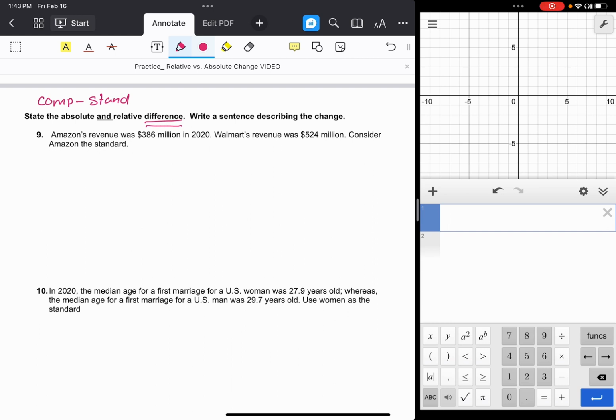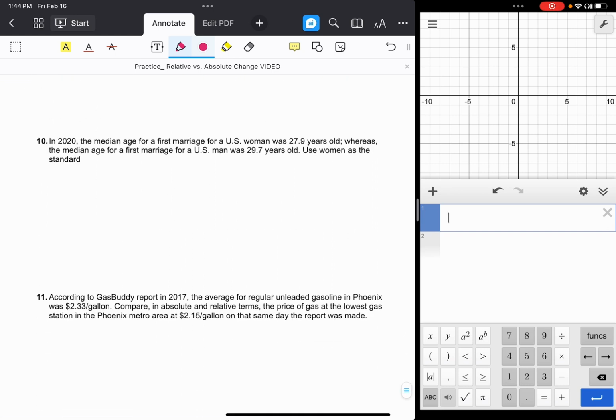The relative difference then, just like with our relative change, is that absolute difference, and then we're going to divide that by our standard and then turn that into a percent. I'm going to do out all the work for number 9, and I'm going to talk about the answer for number 10, and then I'm going to talk a little bit about 11 because 11 is a little different.